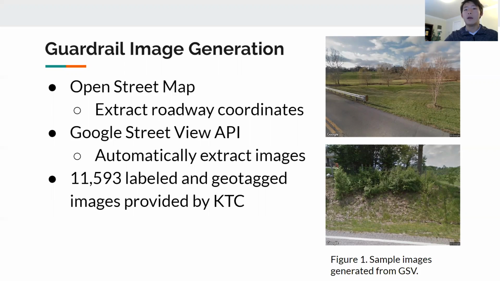After I generated a large data set of roadside images, I manually labeled the images based on whether or not they contained a guardrail. On the right-hand side, you can see what some of these images look like. I was also generously provided a large labeled data set of 1,000 images by the KTC. These images provided by the KTC were generated in a similar fashion to the way that the Google Street View images were generated. They were created by a dedicated image capture van, and these images were used to train the model.